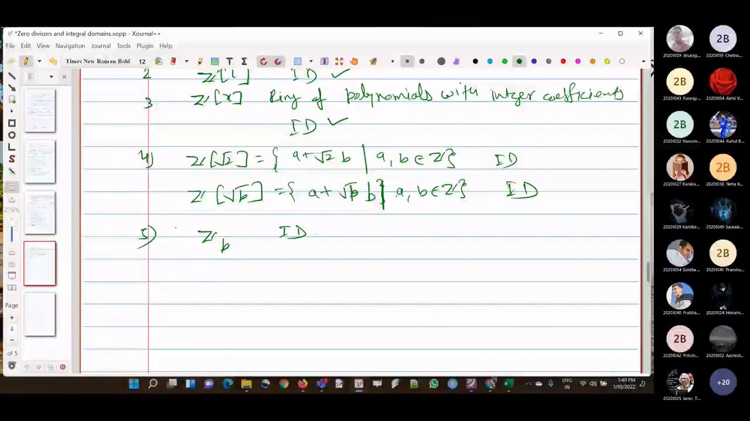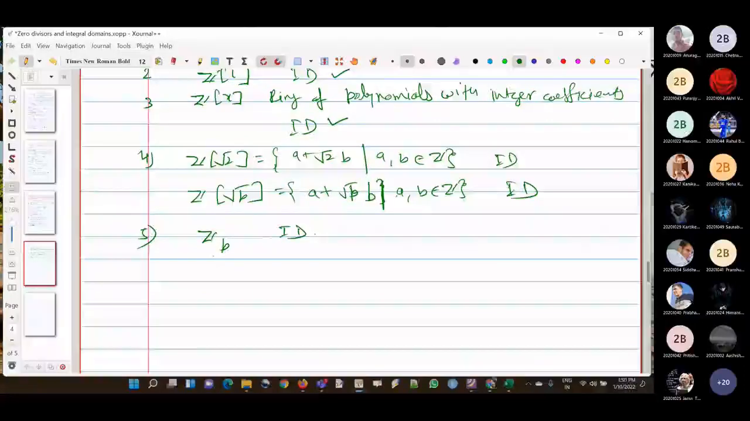Z_p also gives us some more information, which later on we will see. We will prove that this is an integral domain. For this we can do an independent proof, or we can base it on another result. I'll let you know how to prove this. Okay, let me give time. So this is an integral domain.